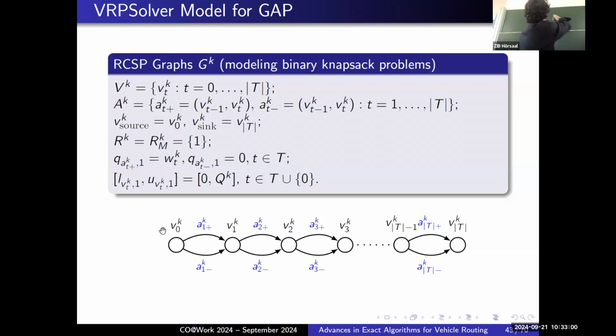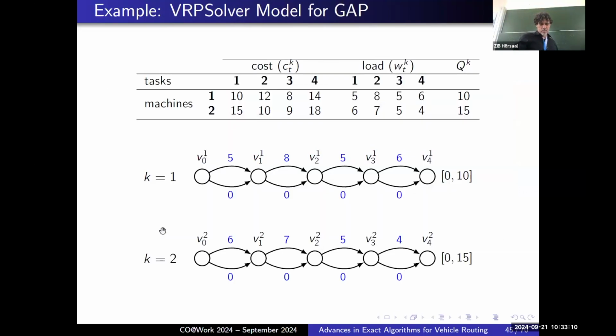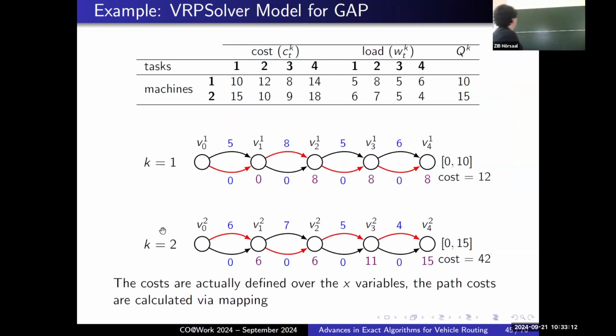So we define limits on the accumulated consumption that is equal to the capacity of the machine. So let's give an example here. For example, this route here. So here we are not including item 1 in the machine. So we are using the lower arc.